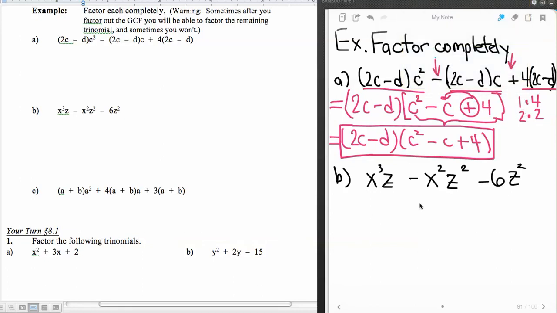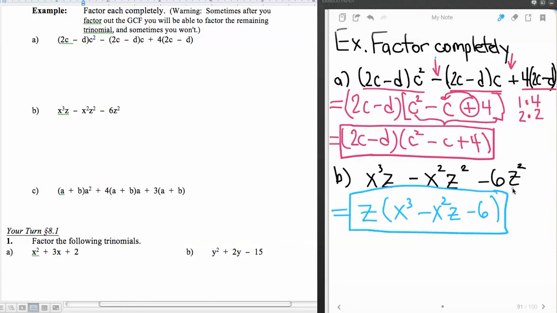Now the next one here, we see, oh, I have a z in common all the way across. So I'm going to take out that z, right? And that's going to leave me with an x cubed minus an x squared z, and then minus a 6. Well, that's not factoring because that's not a squared, is it? And so there's no way that this is going to factor. So again, after I factored that GCF, this one didn't factor.